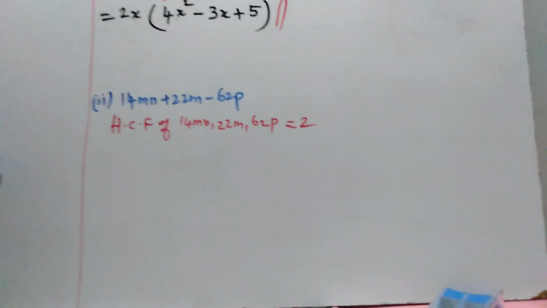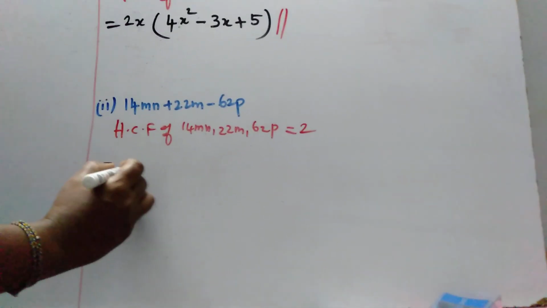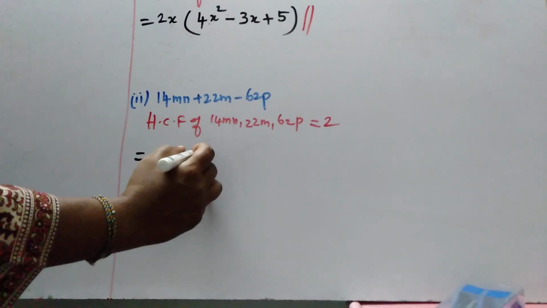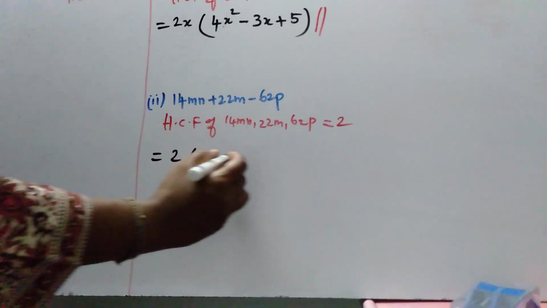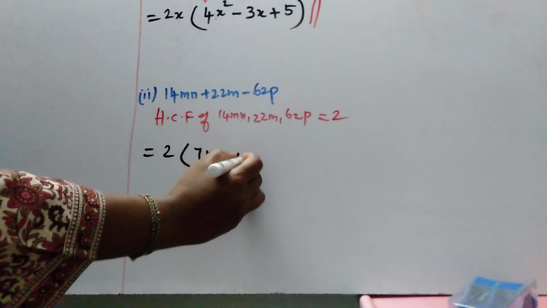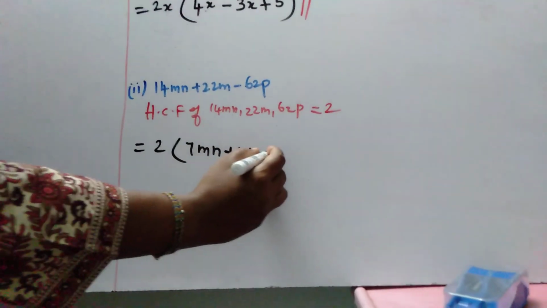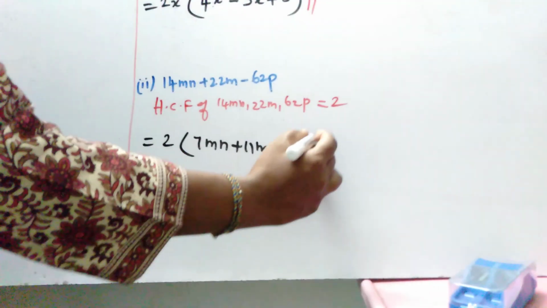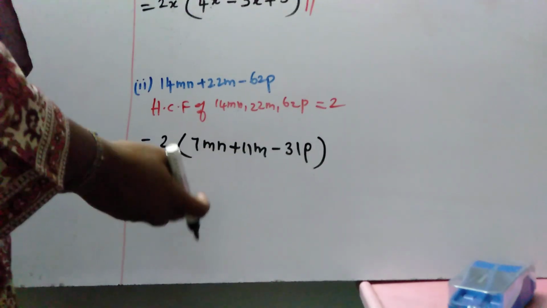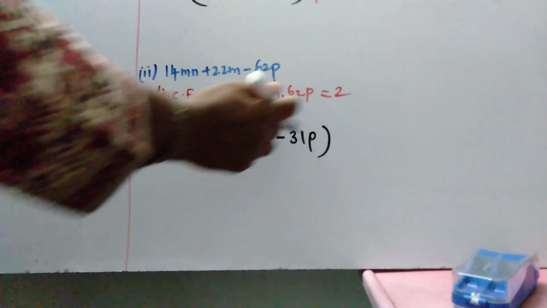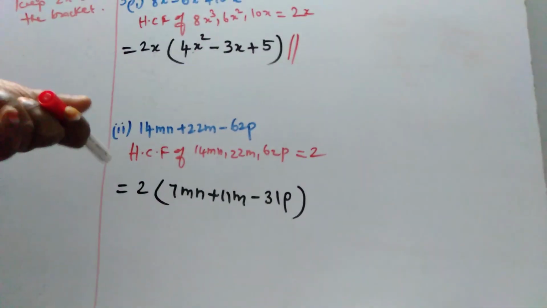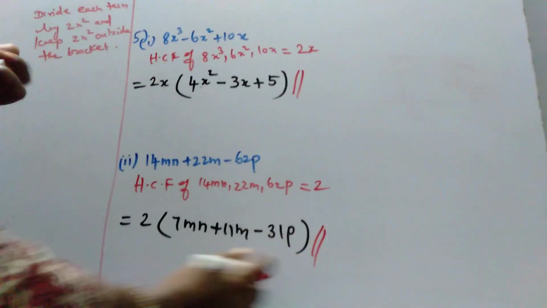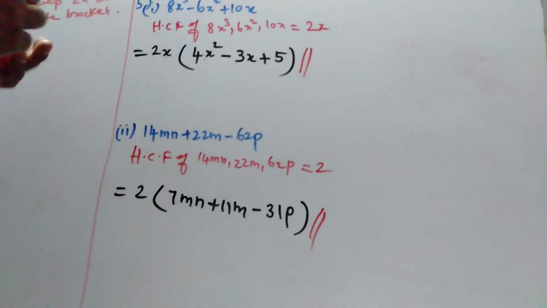So what we are going to do here: 2 divided by 2, 14 by 2 is 7, and mn we are writing, then plus 22 by 2, which is 11, so m we are writing, then minus 31p. Further we cannot do anything here because no term is common, so we cannot proceed. So this is the final solution of this particular question.